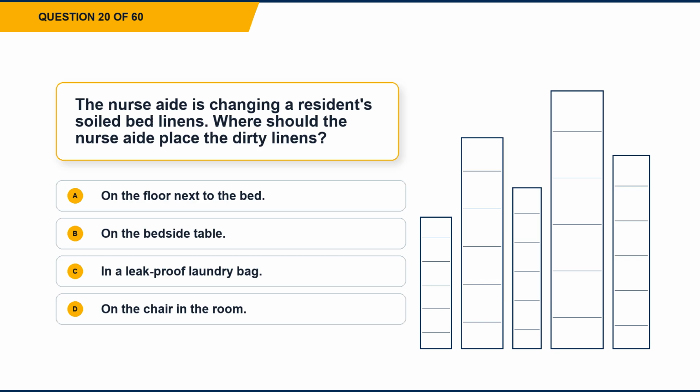Question 20. The nurse aide is changing a resident's soiled bed linens. Where should the nurse aide place the dirty linens? Option A, on the floor next to the bed.